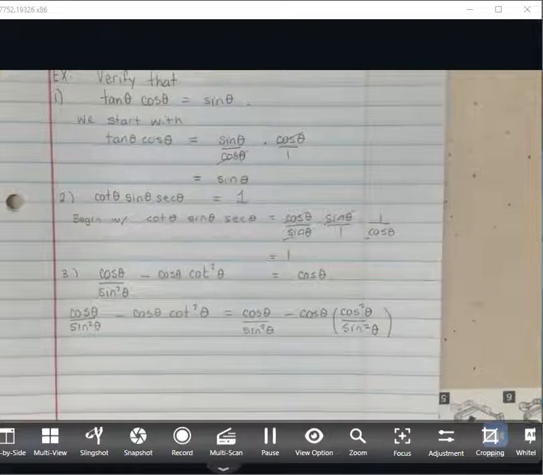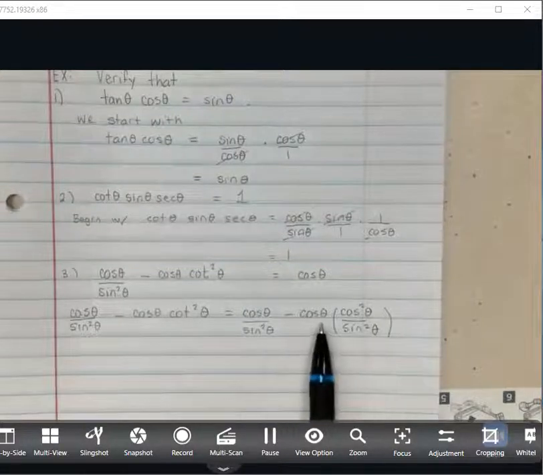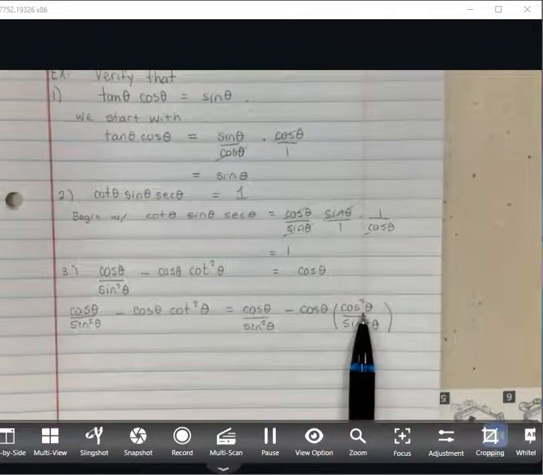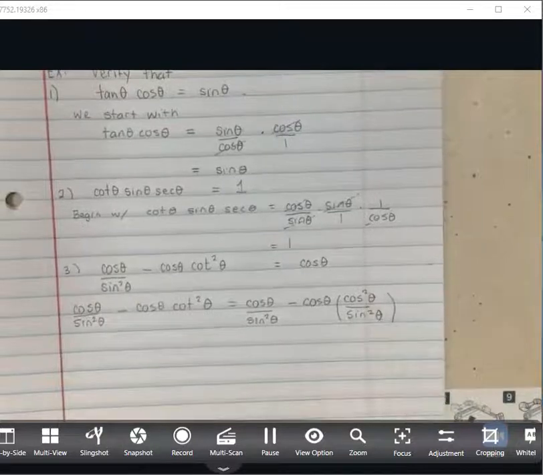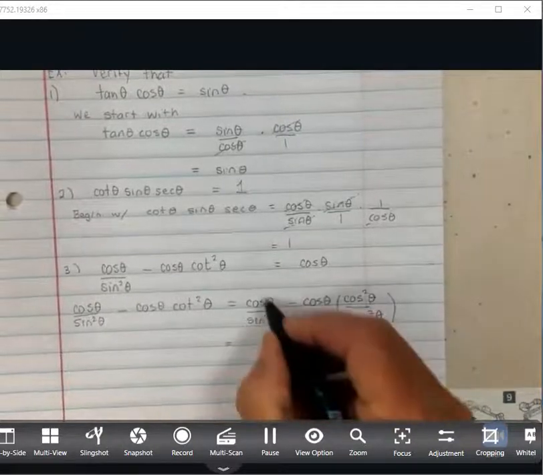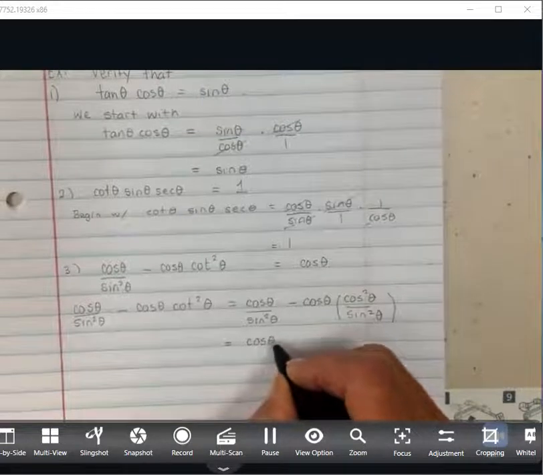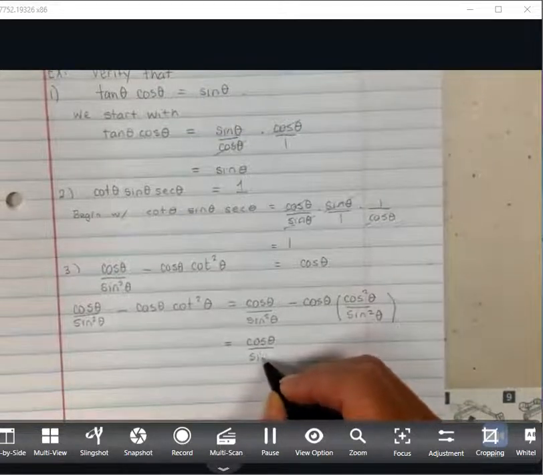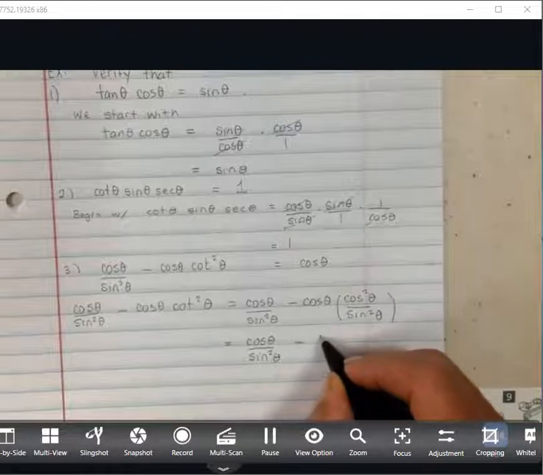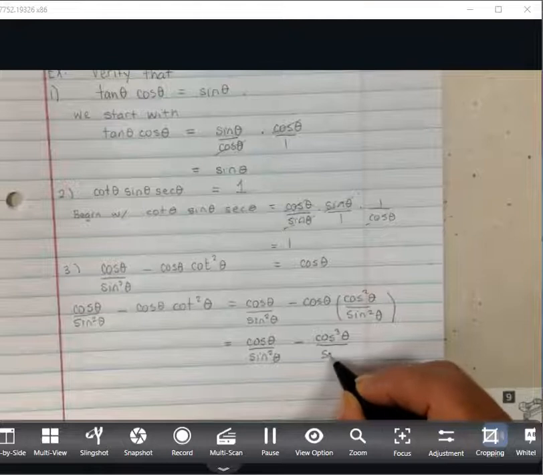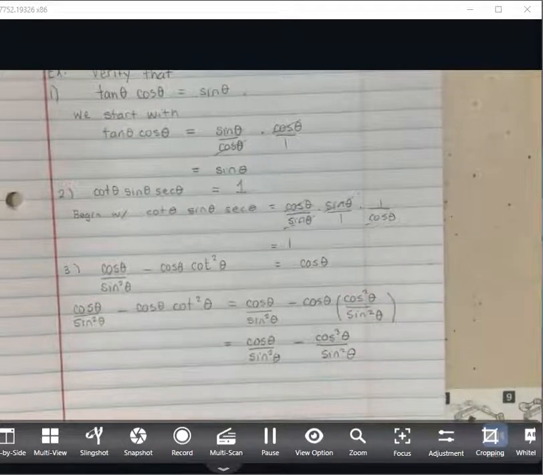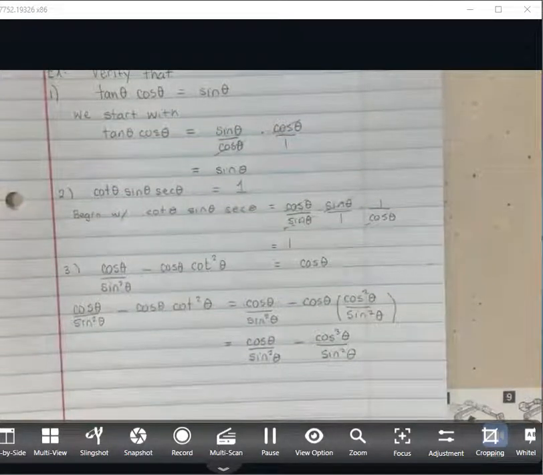All right, so now I'm going to do it. I've got a cosine out here times that. So when I multiply cosine with cosine squared, I'm going to get a cosine cubed. Keep this the same. But now I see I have 2 fractions with a common denominator. Let's put them together as a single fraction.